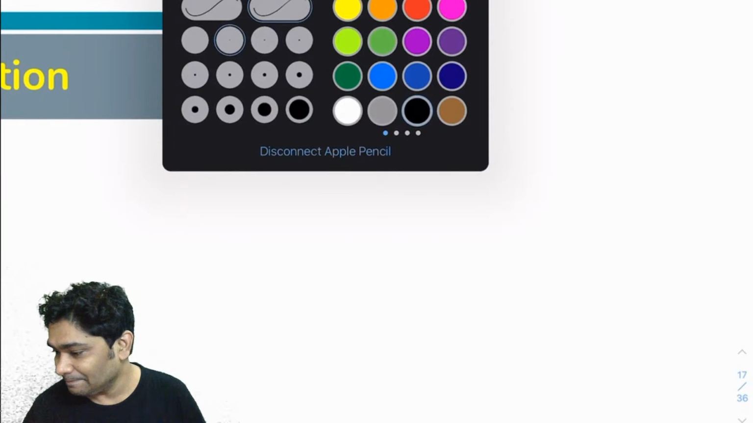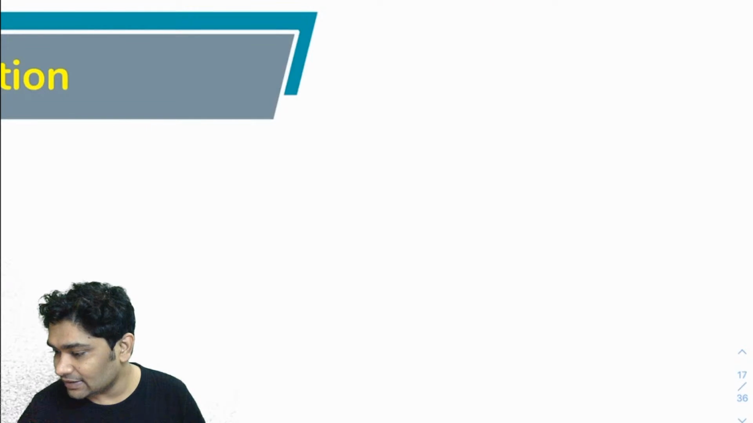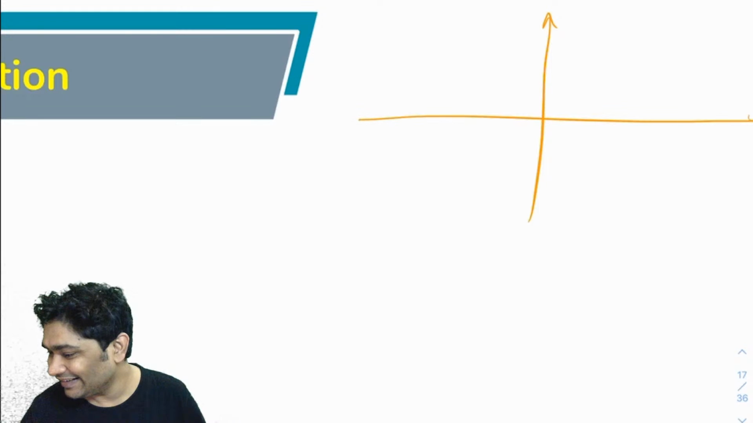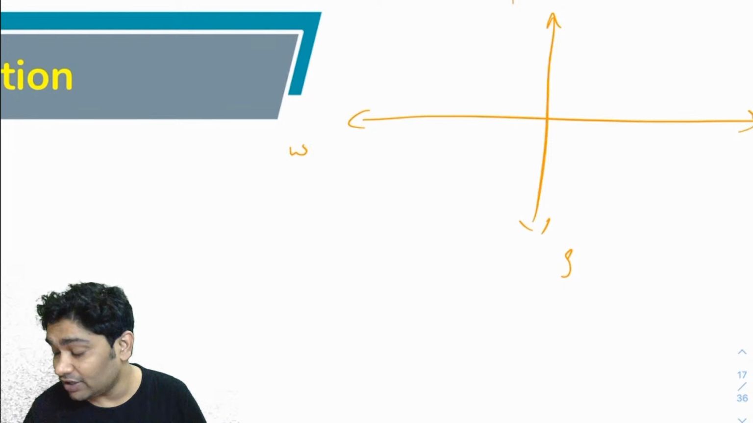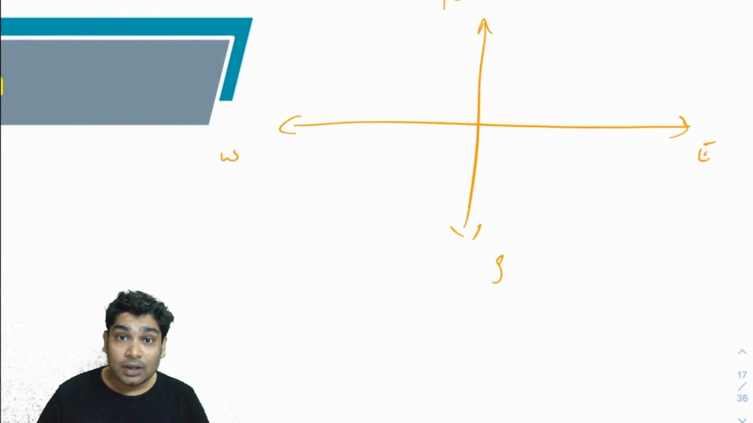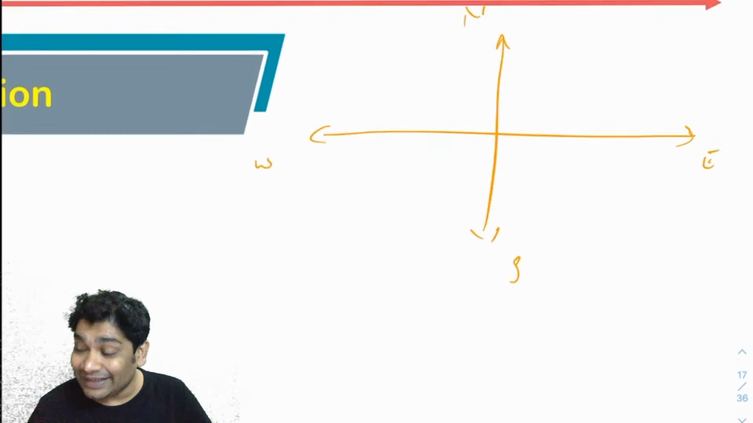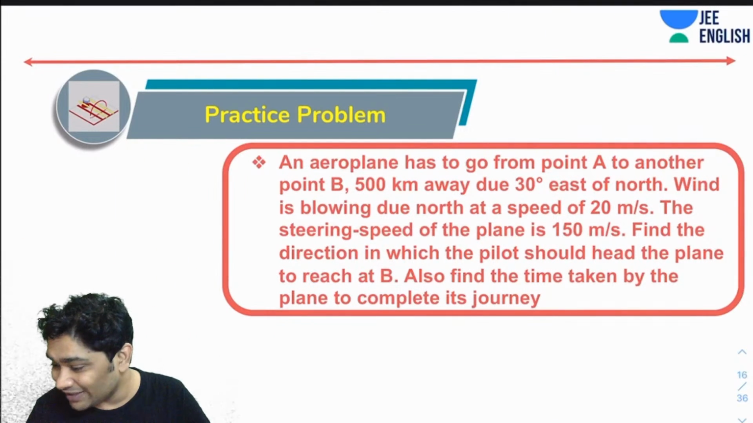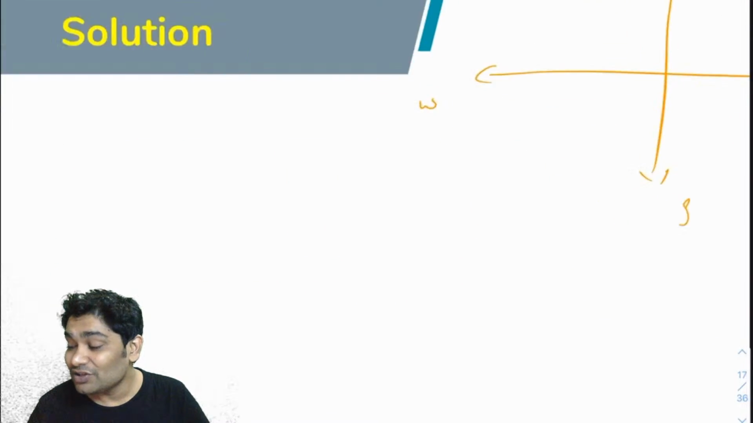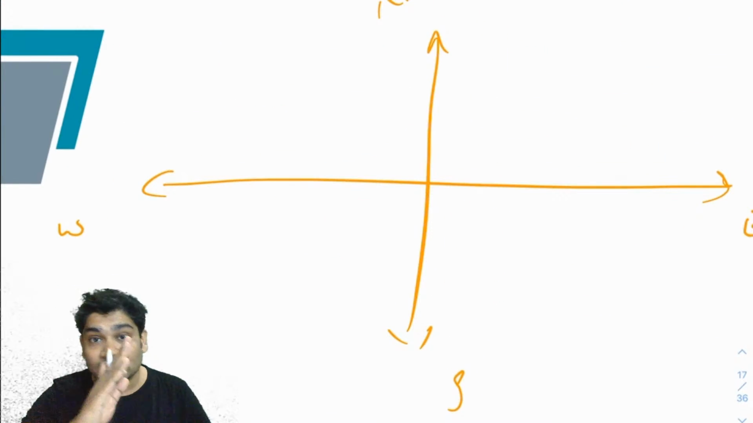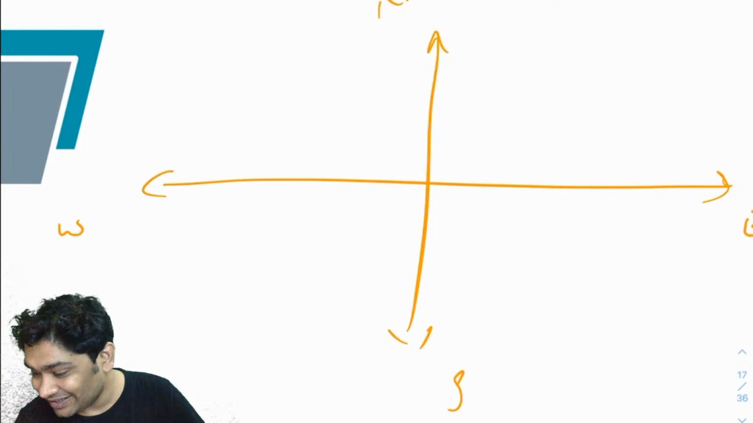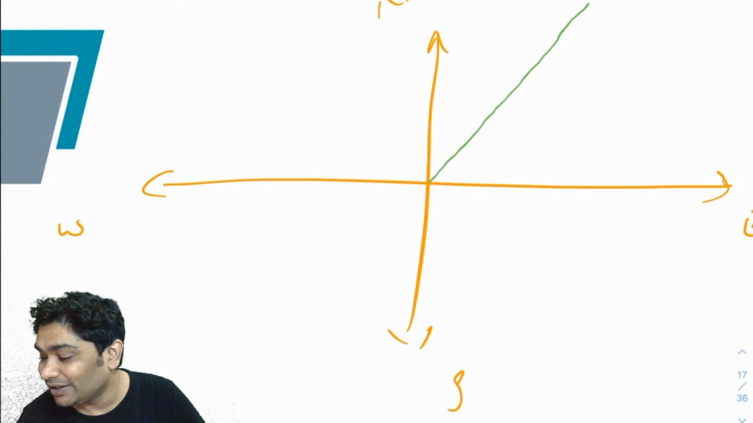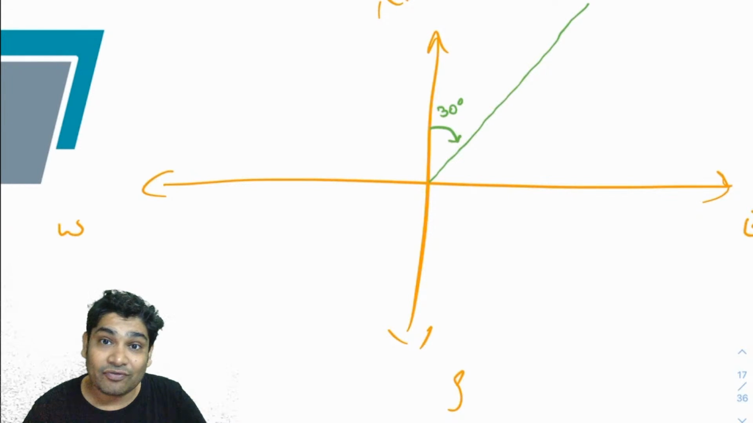Let's see. Let's just make 4 directions first. Let this be north, let this be south, let this be west, and let this be east. Now, if you're told that something is 30 degrees east of north, what does this mean? First you go in the north direction, then you turn 30 degrees towards east. Please remember this. That is how you judge your directions. So this is the direction that they are talking about. This angle should be 30 degrees. You are turning 30 degrees towards east from north.